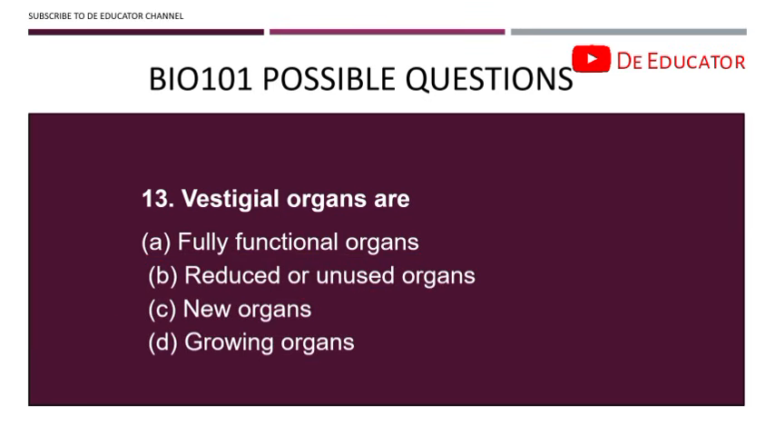Then the next question: vestigial organs. Vestigial organs are reduced or unused organs. Those are vestigial organs. An example of a vestigial organ is the appendix. So please take note of that.